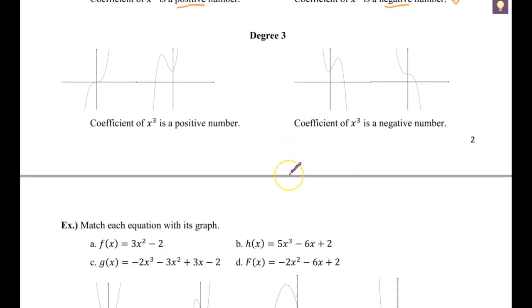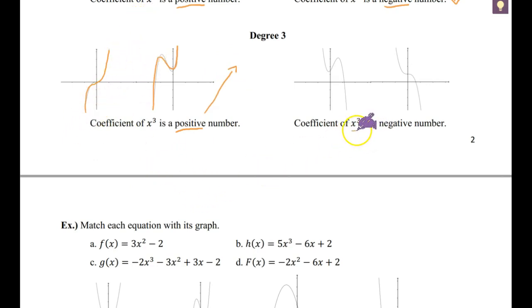If the leading term has a cube, so the degree of that polynomial is 3, it's going to make this kind of a snake shape. And it could be even more pronounced like this. But it's going to go up and then down and up. And if it's a positive coefficient with that leading term, it's going to be increasing from left to right. It's going to be going up from left to right.